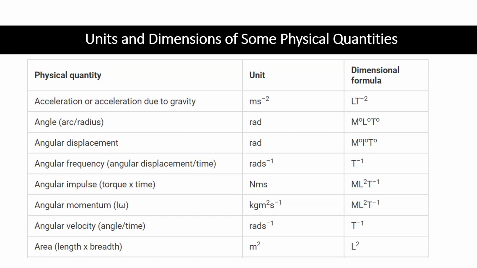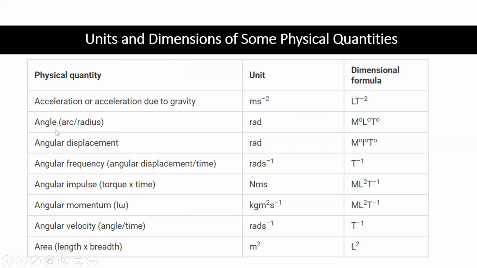So we saw acceleration means velocity by time. Velocity is displacement by time. So L T raised to minus 1 divided by time, it will be L T raised to minus 2. And it has a unit meter per second square.